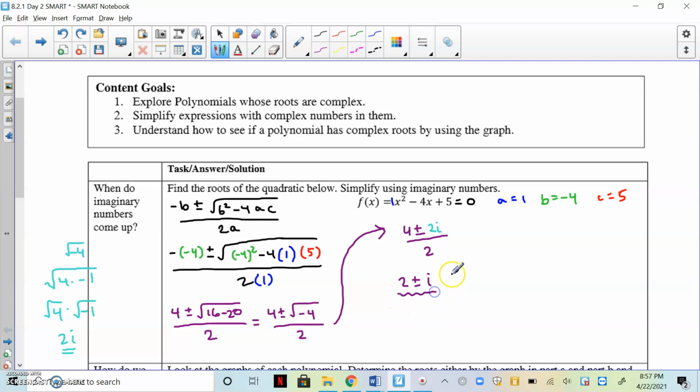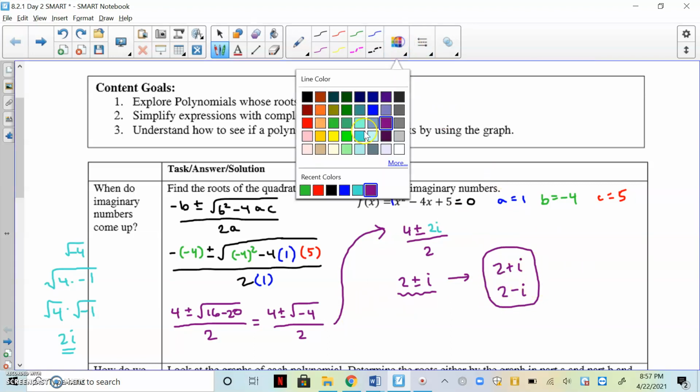So we're pretty much done here. So basically our two roots are going to be 2 plus i and 2 minus i. And we're going to talk a little bit about what this means in this next section here, but this is how you use the quadratic formula to find your two roots.